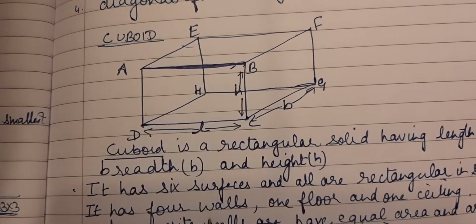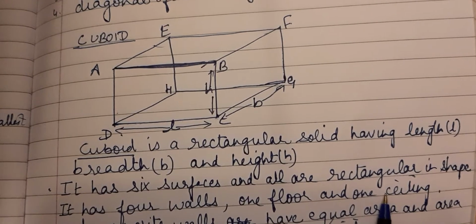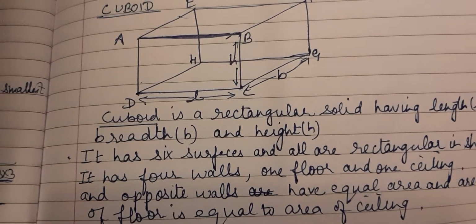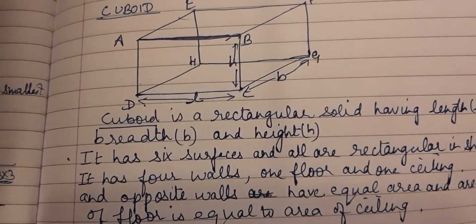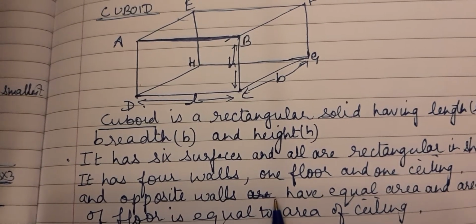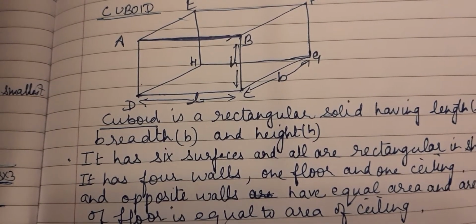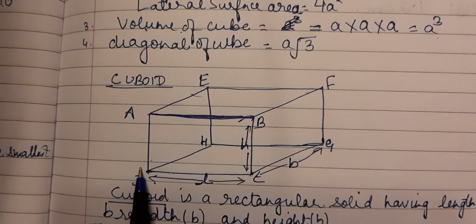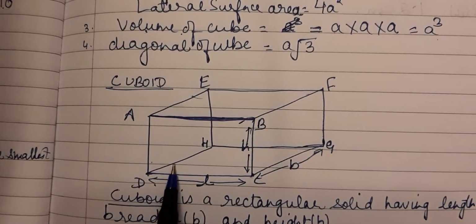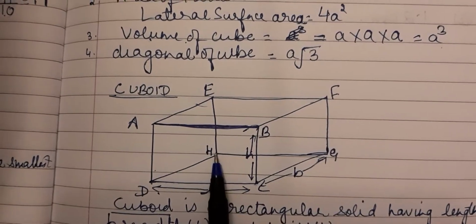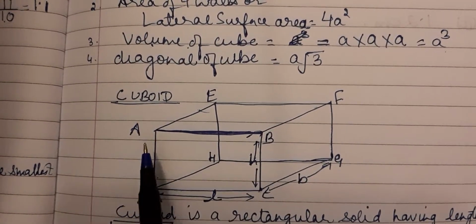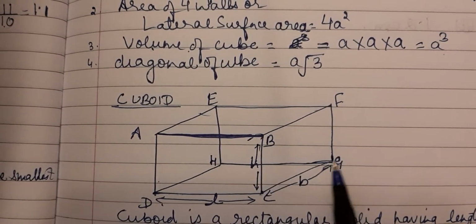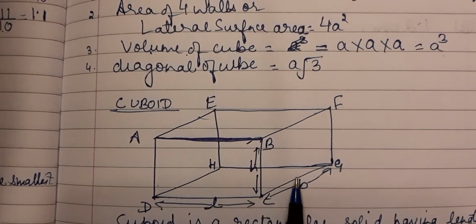It has also got 4 walls, 1 floor and 1 ceiling like a cube, and opposite walls have equal area, because in the case of a cube, all the surfaces have equal area. But in the case of a cuboid, the opposite surfaces are equal in area. As for example, ABCD, one surface, will be equal in area with EFGH, because they are opposite to each other. In the same way, AEHD will be equal in area with BFGC, as they are facing opposite to each other.